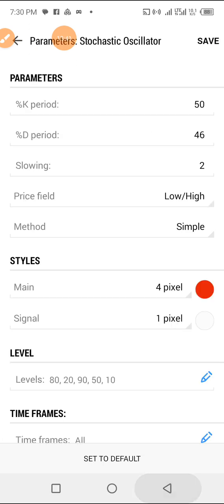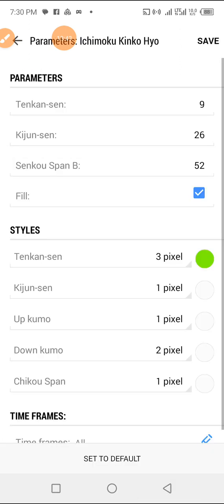So the second indicator is the Ichimoku. It has a period of 9, Kijun-sen 26, Senkou Span B 52. There we have the parameters below. You can see that it is only the Tenkan-sen highlighted with 3 pixels and has a green color. Others are the background color. So if your background is black, use black.